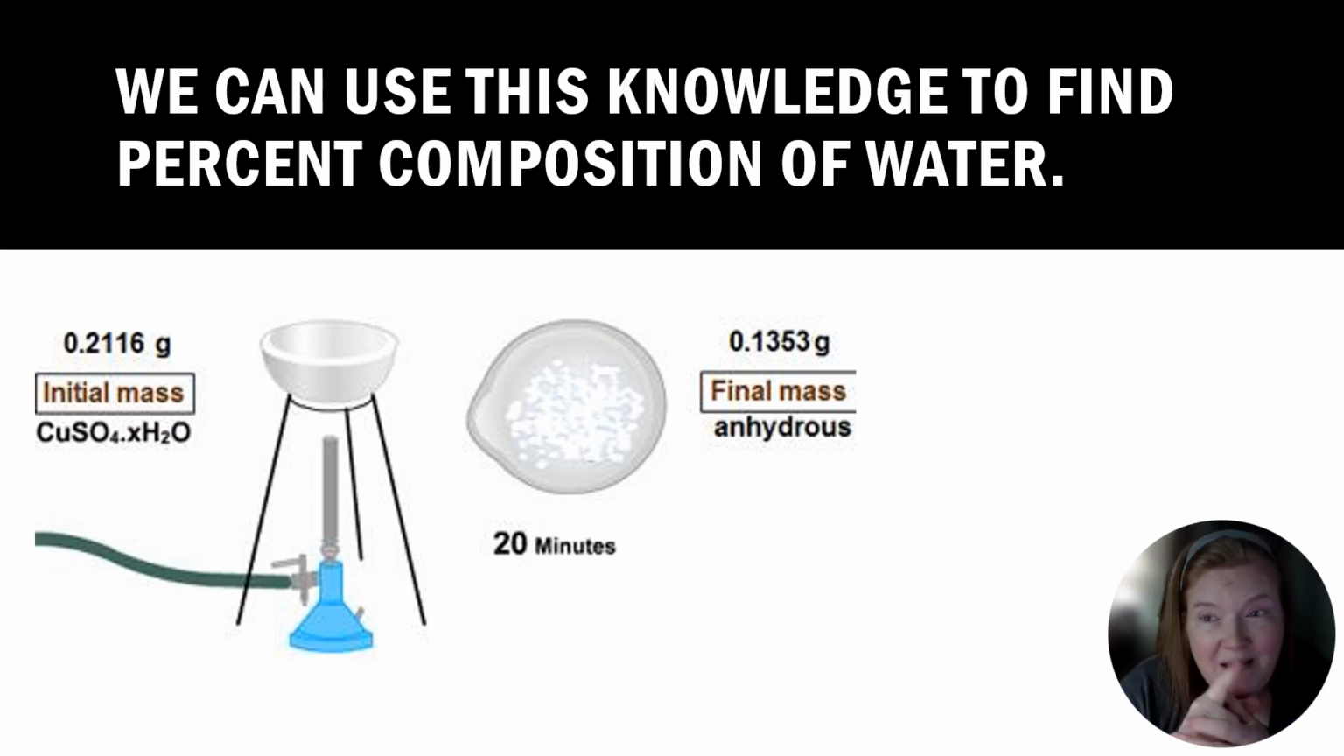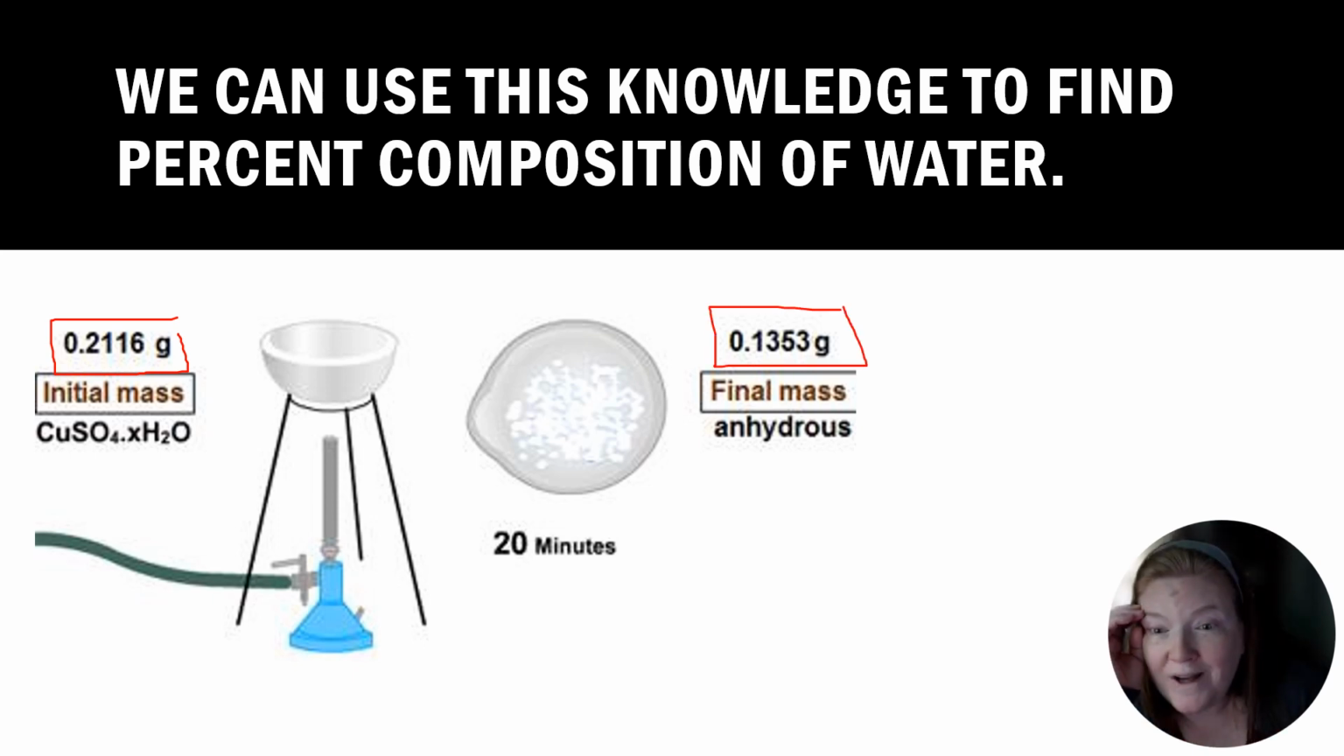Now, here's the thing. Sometimes they don't ask the question that way. They ask it in a way like this, where they give you the mass and say, you had this amount. In this case, you had 0.2116 grams of a hydrate. You heated it up. At the end, you had this amount. What is the percent composition of water?